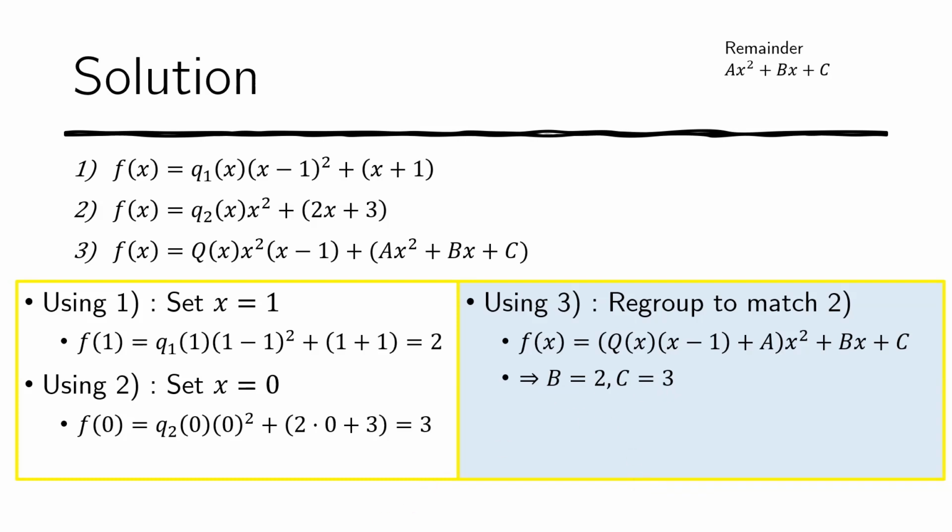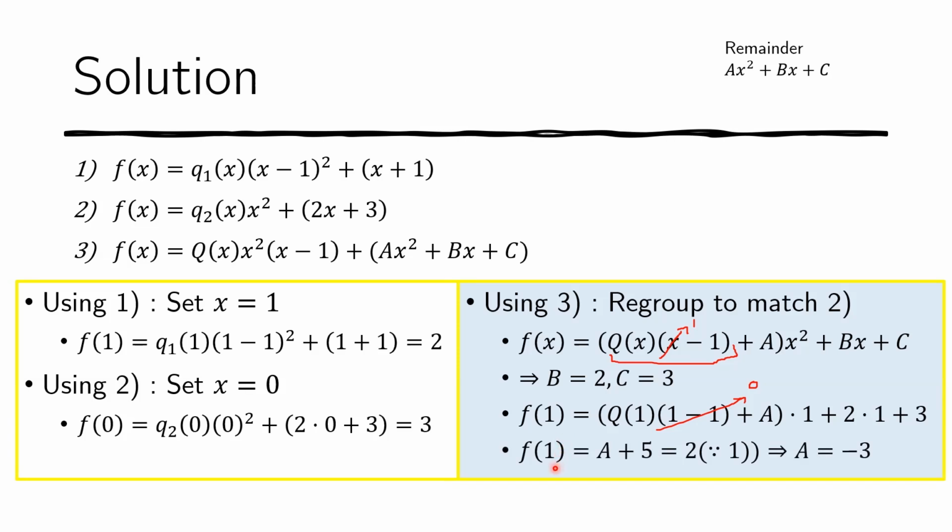Now we can see how we are going to find a. We simply have to set this to 1, so that this bit vanishes to 0. And so let's substitute 1 for x. We do that, so f of 1 here, and then this bit here vanishes to 0 because this is 0. And now we're left with a, and then here x squared just becomes 1, bx becomes 2 times 1, and c is just 3. And now if we simplify that a bit, we get f of 1 equals a, so that's from here, times 1, so that's just a, plus 5. 5 comes from 2 times 1 plus 3. So a plus 5 equals 2.